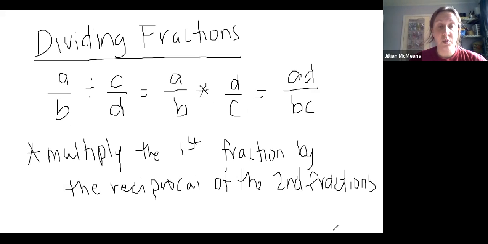Dividing fractions is a little weird. We can't actually divide fractions, but we can multiply. So what we need to do is convert division to multiplication. The way we do that is we multiply the first fraction by the reciprocal of the second. And remember, to find the reciprocal of a fraction, you just put the fraction upside down. We did a couple of examples of that.